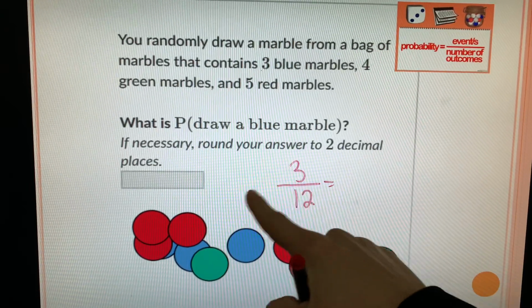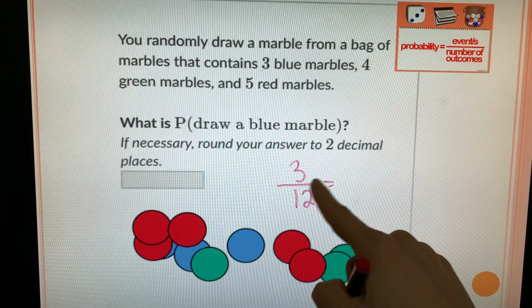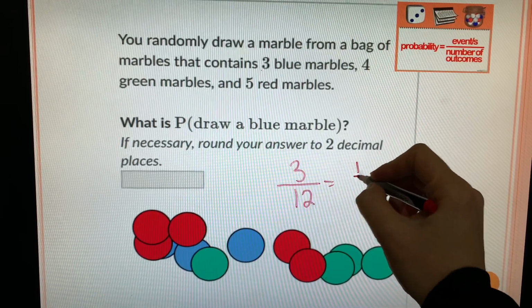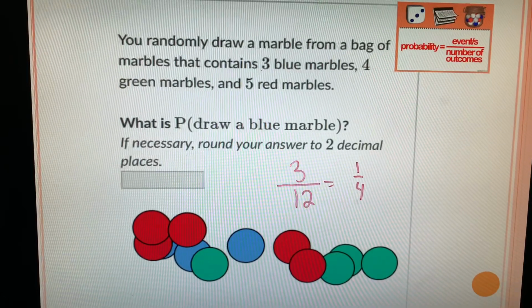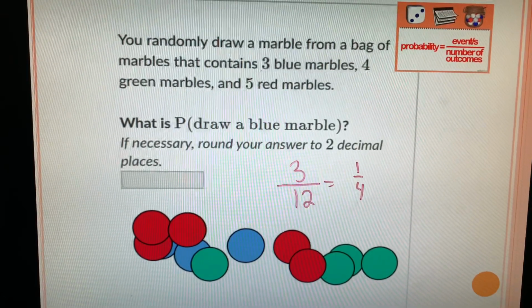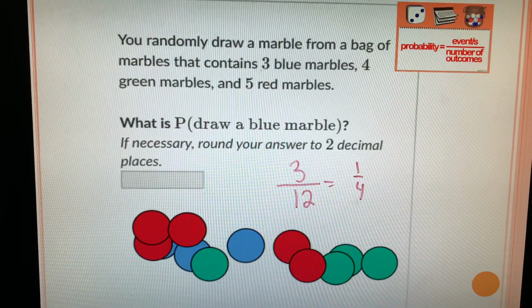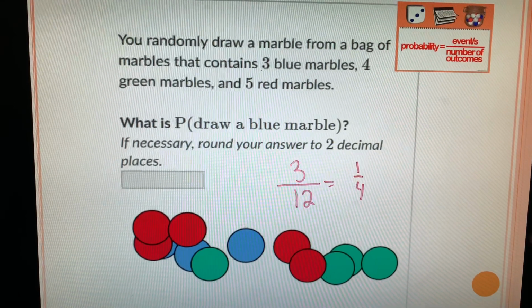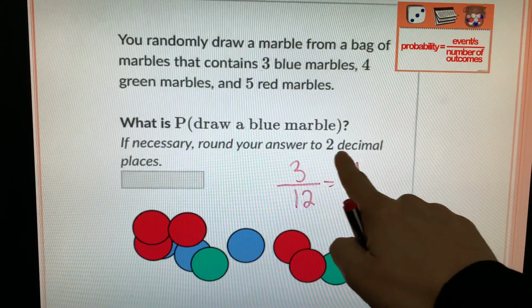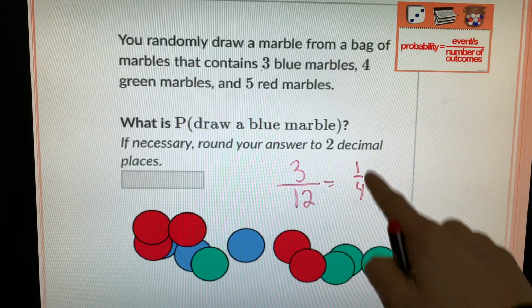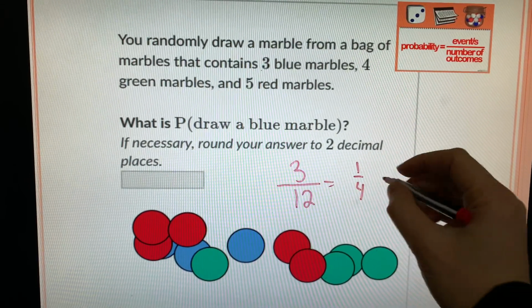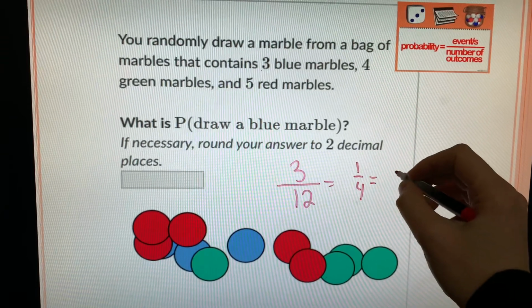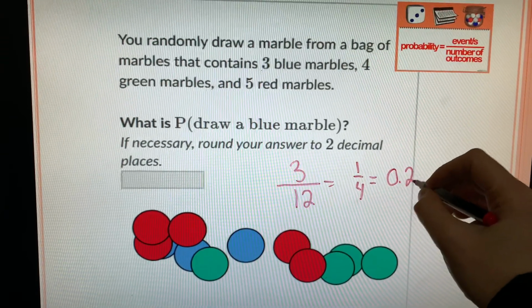So my probability is 3 out of 12. This simplifies to 1/4. And now we want to turn that into a decimal. Now, not always the answer is going to be asked as a decimal form, but in this case, they do ask the answer to be given in form of a decimal. So we need to turn this fraction into a decimal, and 1/4 as a decimal equals 25 hundredths.